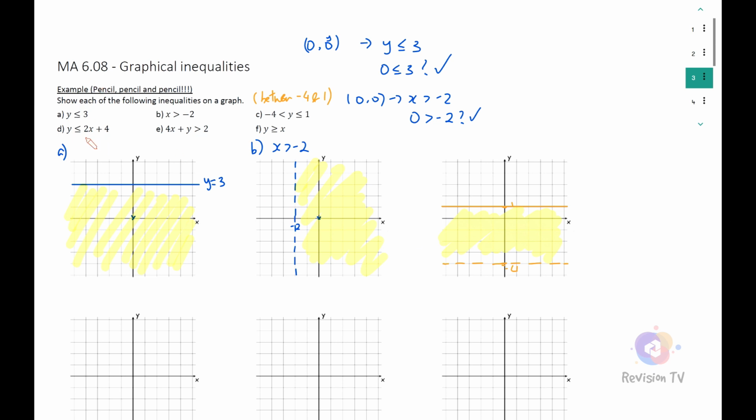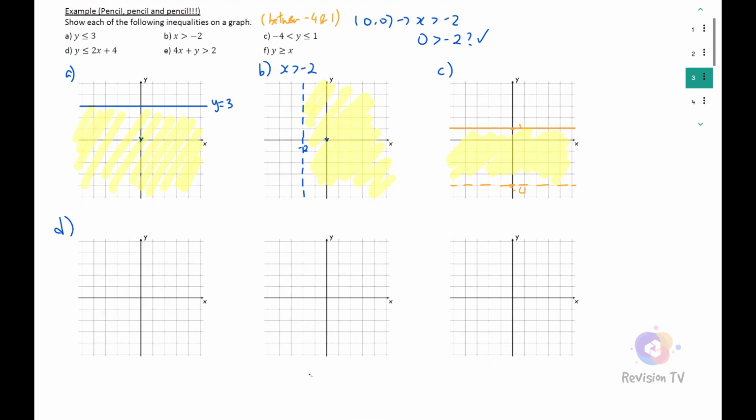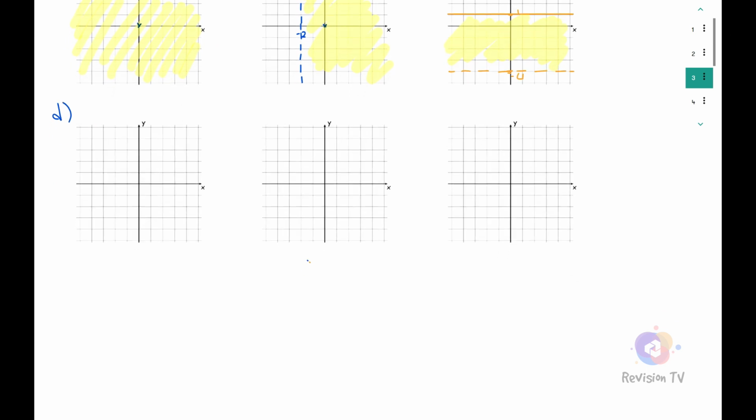There. Right, D. y is less than or equal to 2x plus 4. Now, to do this type of question, first of all, you need to draw the line. Now, I'm going to do a bit of working out underneath it. So first of all, you can treat it like y equals 2x plus 4. We know the y-intercept is 4, so 4 is here.